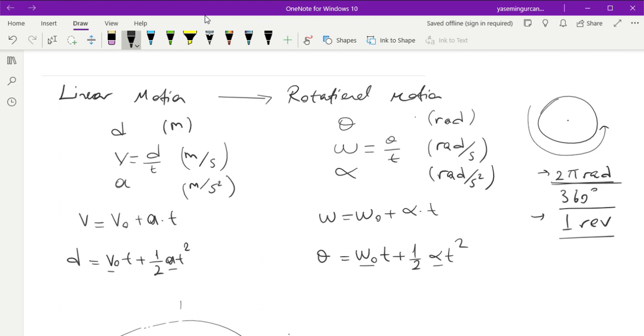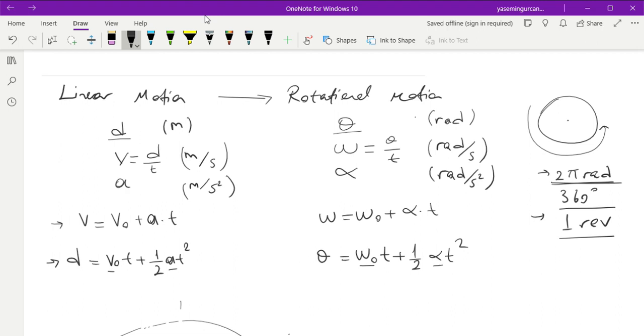So we have these formulas we used for different problems. For velocity, we have this. For distance, we have this. For one-dimensional motion. So in rotational motion, instead of linear distance, we have angle.